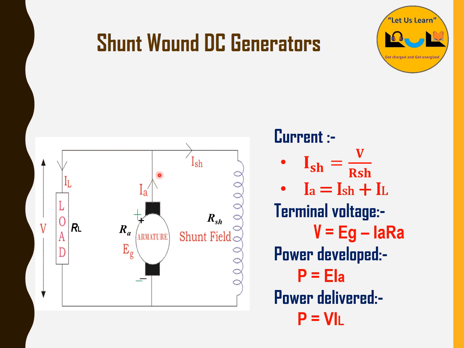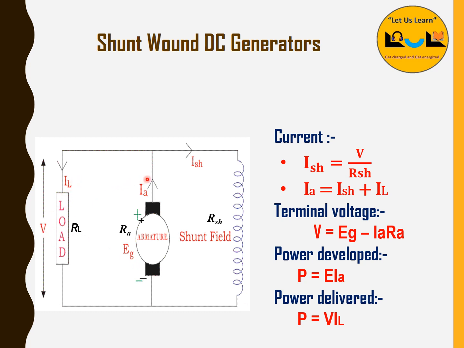So we have to find the terminal voltage. V is equal to EMF minus IaRa for the armature, since it is connected in parallel. And then power developed P is equal to E into Ia, and then power delivered will be on the load side, that is the output side. So P is equal to V into IL, that is voltage into load current.